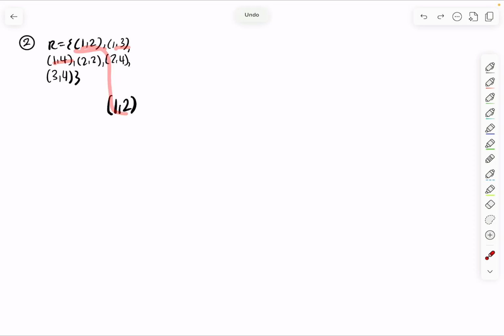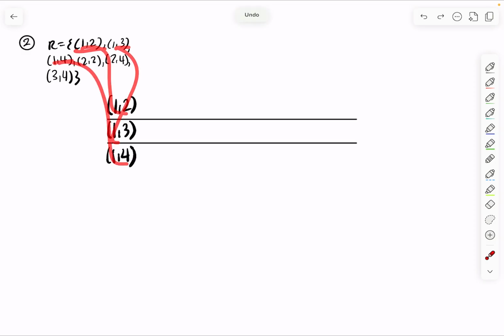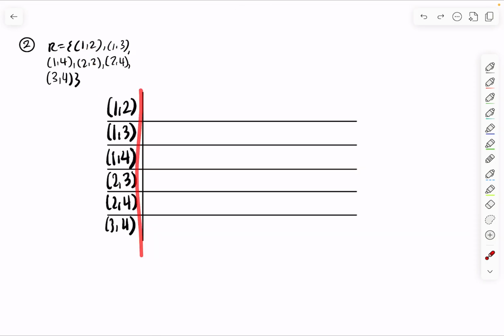So 1 for 1, 2, 1 for 1, 3, 1 for 1, 4, and so on. Then you're going to have a column, and all you're going to put in here depends on what your B value is. So for this first one, B value is 2. So you're just going to look at all of them, including the one you're looking at right now, and see which ones start with 2. So that's this one and this one. So 2, 3 is going to go here and 2, 4 is going to go here.